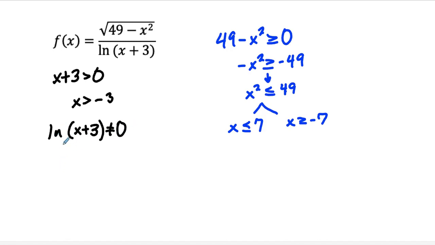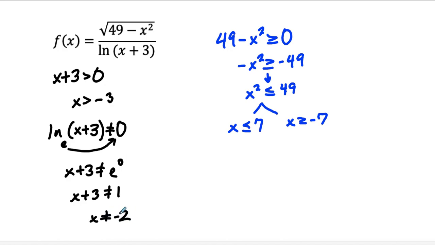Now remember, natural log means it really has a base of e. So we're going to convert this to exponential form. So I'm going to take that e over here, and I'm going to say x plus 3 cannot be equal to e to the 0. Well, any number to the 0 power is just 1. So we know that x plus 3 cannot be equal to 1. So x cannot be equal to negative 2.